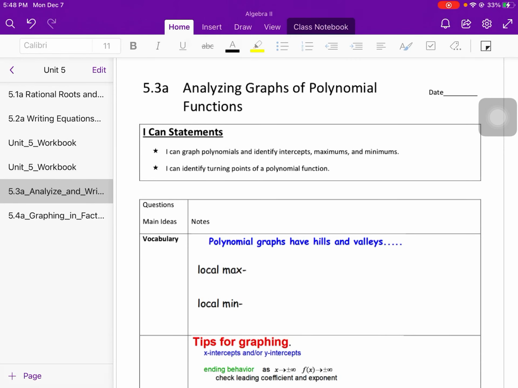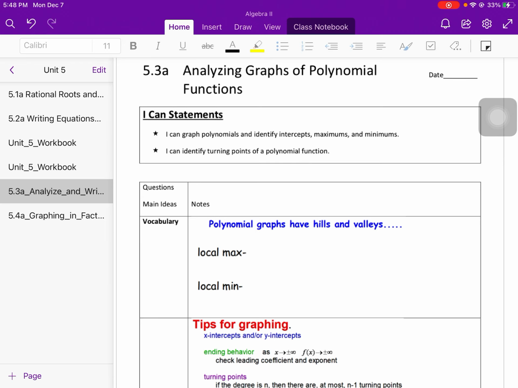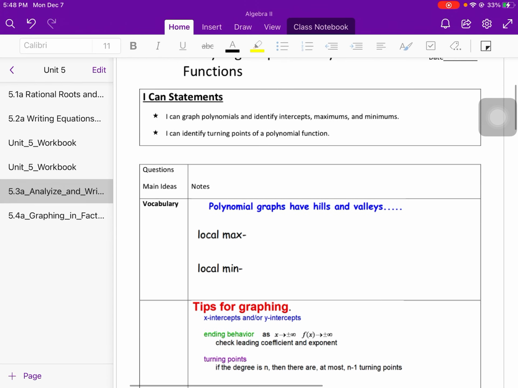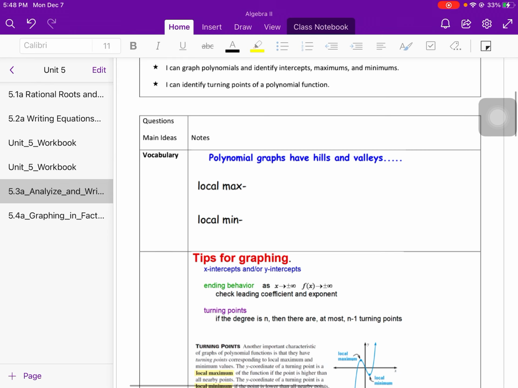Hey guys, welcome to 5.3a, which is the third video in chapter 5. We're going to be analyzing graphs of polynomial functions, and we're also going to be graphing cubic functions. So the first problem here is we need to learn some new terminology.